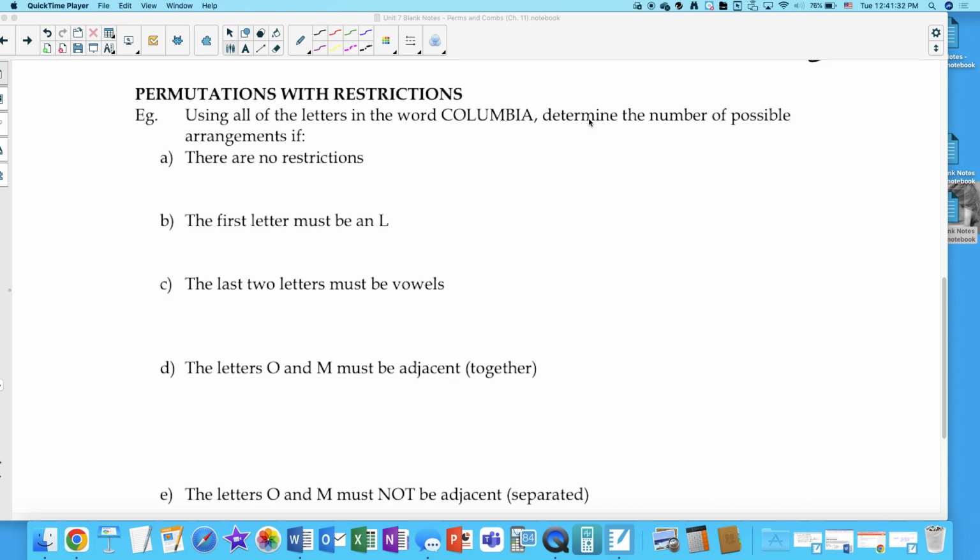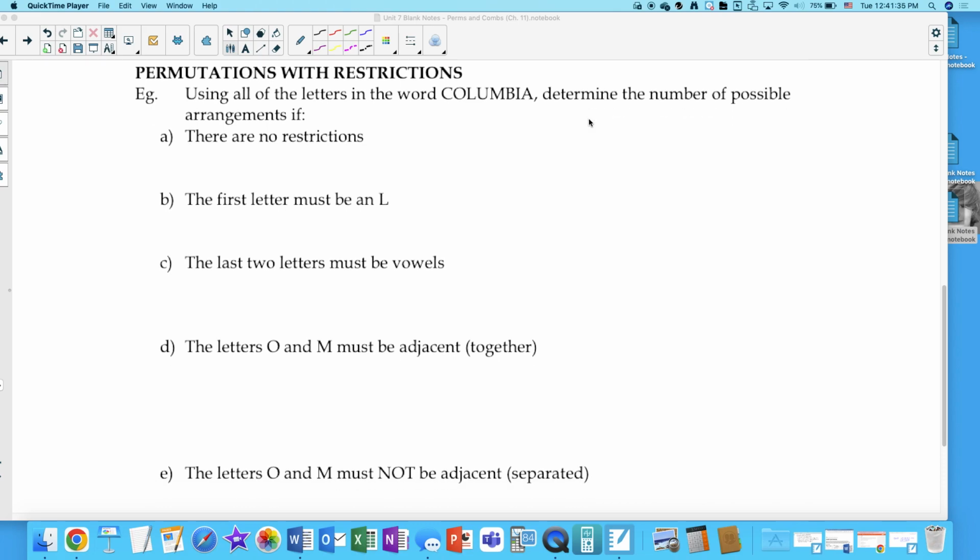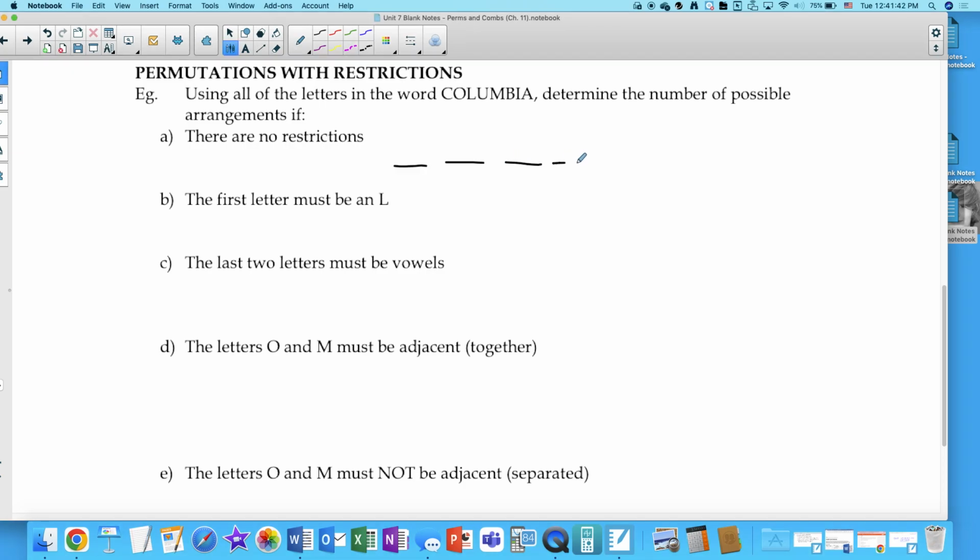They're all distinguishable, okay? So if we're arranging all the letters and there's no restrictions, then we can have our 8 spaces. Okay, and we have 8 options for the first one, times 7, times 6, times 5, times 4, times 3, times 2, times 1, or 8 factorial, right? So in the most basic case where there's no restrictions, that's where we see these factorials come up a lot. 8 factorial ways of arranging those letters, okay?